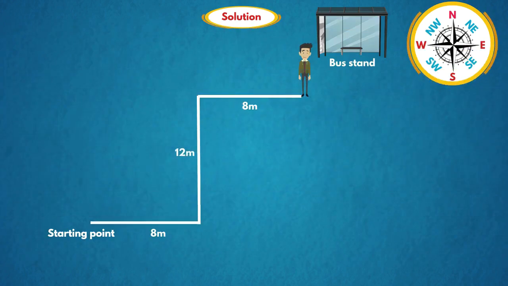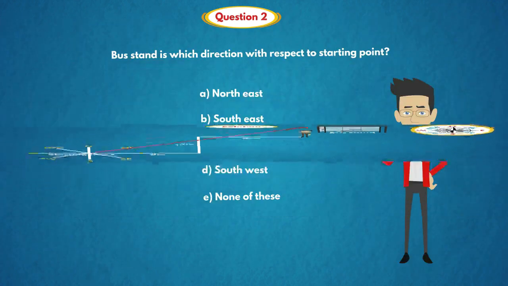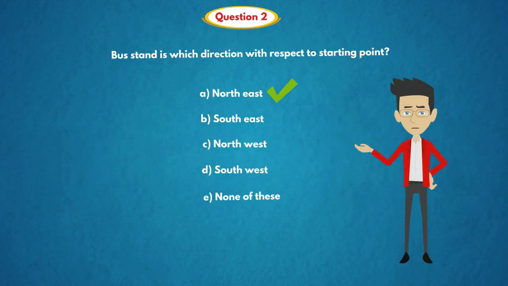Here in the diagram, this is the starting point and it is having directions north, south, east, west, northeast, southeast, southwest, northwest. So the direction of bus stand is in northeast direction with respect to starting point. So the answer is option A, northeast.